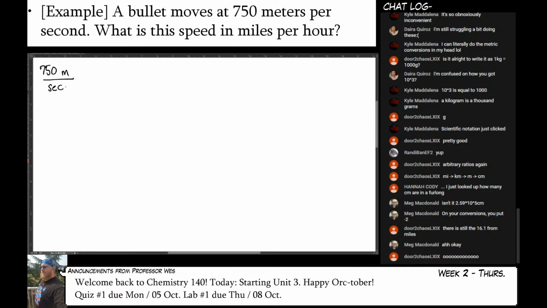Just something to note. Some people write seconds as just S. Some people write SEC. I do SEC just to be clear, but either one is fine. I think the SI unit is just the letter S, but my handwriting on a tablet on the internet is such that it could look like a 5 or something like that. So I'm going to write SEC for seconds.